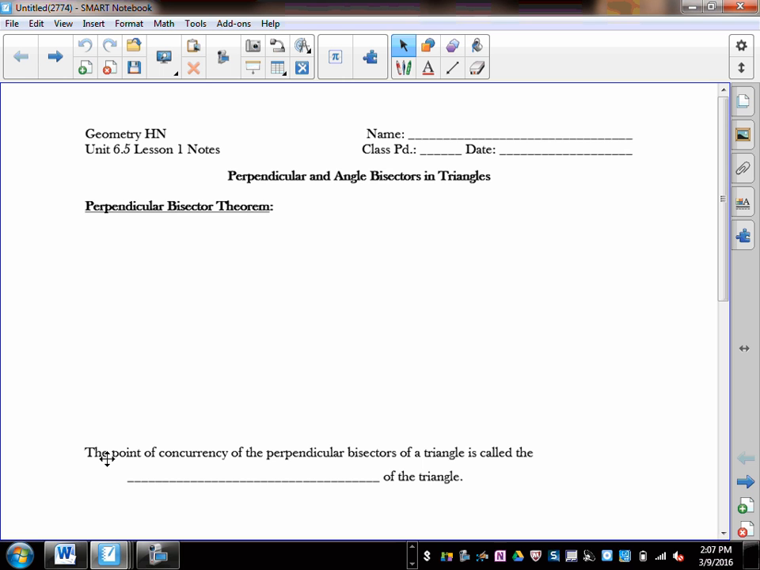Alright. So what we're going to be focusing on today are those four terms that we talked about. The perpendicular bisectors and angle bisectors. Specifically, also what they mean for us in a triangle. All right, so first off, our perpendicular bisector theorem.